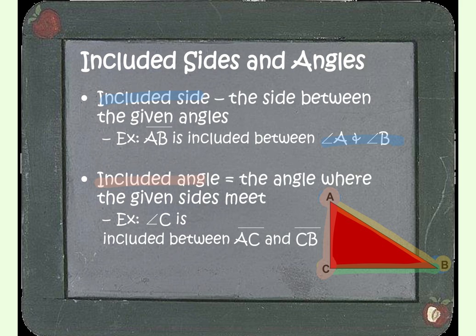The included angle is the angle where the given sides meet. So if I ask for which angle is included in AC and CB, AC and CB meet at angle C. So angle C is the included angle. If I said the same for where does AB meet AC, it's angle A. And where does AB meet BC, it's angle B. Again, where the sides meet.